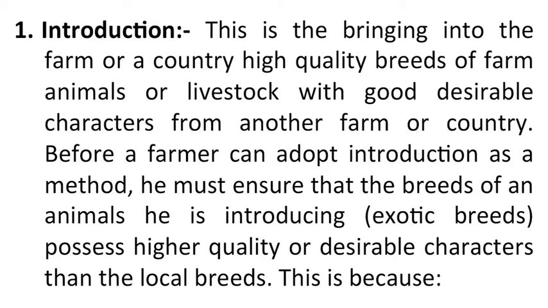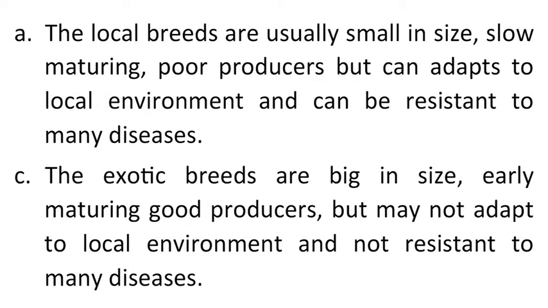But before a farmer can adopt introduction as a method, he must ensure that the breed of an animal he is introducing, otherwise known as exotic breeds, possess higher quality or desirable characters than the local breeds. Why? This is because A, the local breeds are usually small in size, slow in maturing, poor producers, but can adapt to local environments and can be resistant to disease. B, the exotic breeds are big in size, early maturing, good producers, but may not adapt to local environments and may not be resistant to disease.